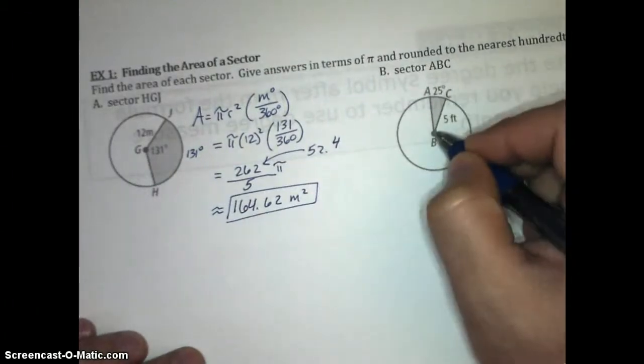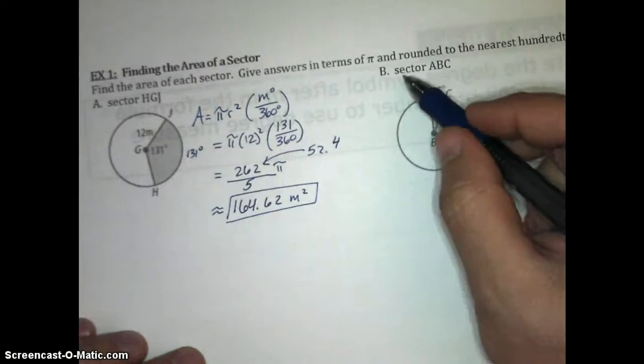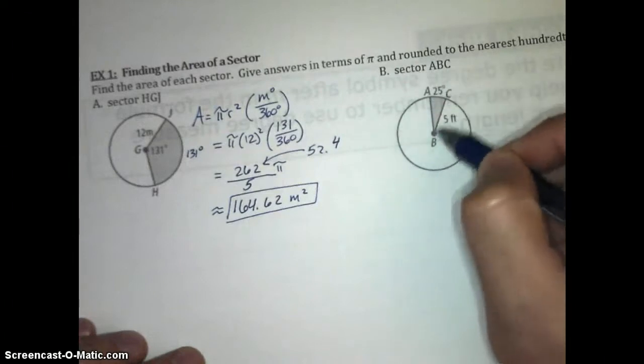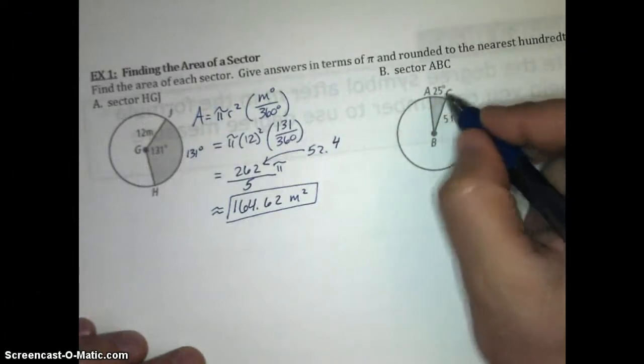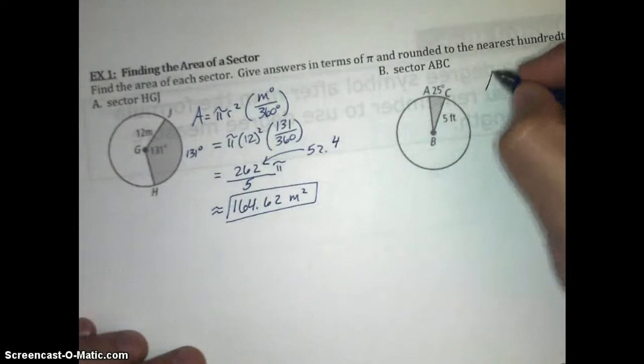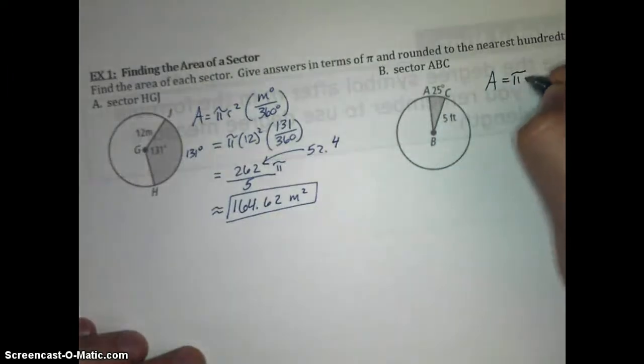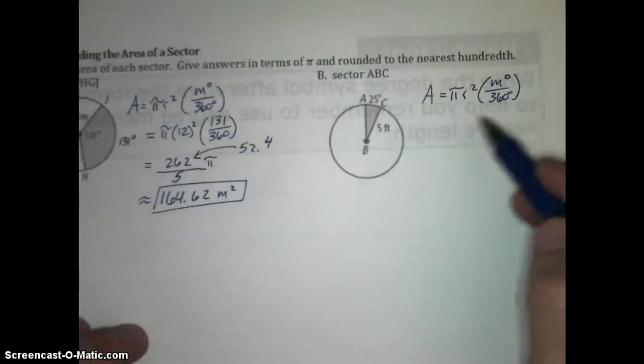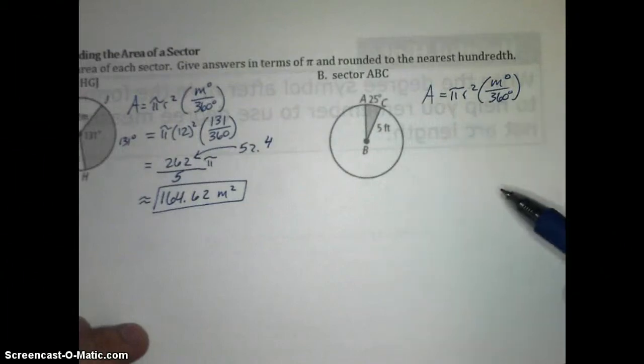Alright, so we've got part B, and you need to find the area of sector ABC. That's this region here. This is the angle measure you're going to use. This is the radius. I want you to use this formula. Go ahead and work that out and check your answer. When you have an answer ready, you can continue watching the video to see what you get, but otherwise you'll have to pause the video so you have time to work.